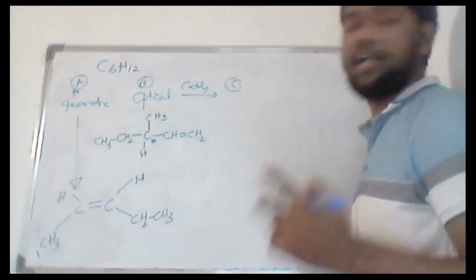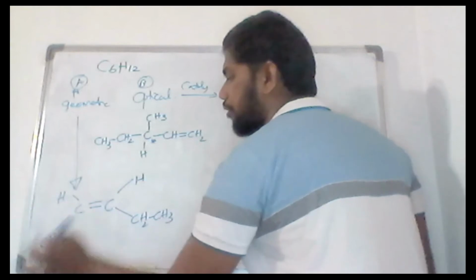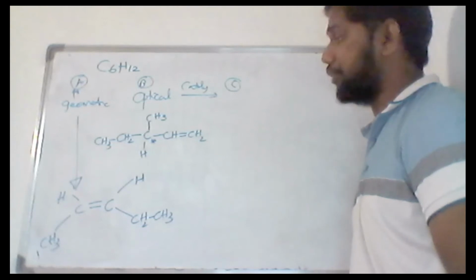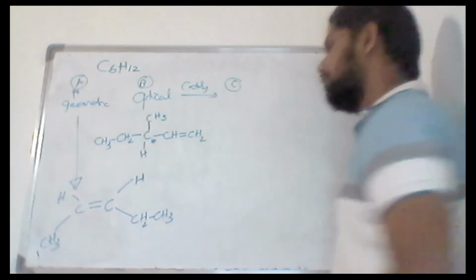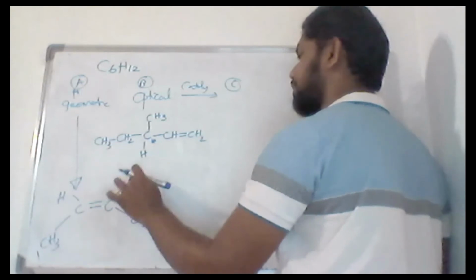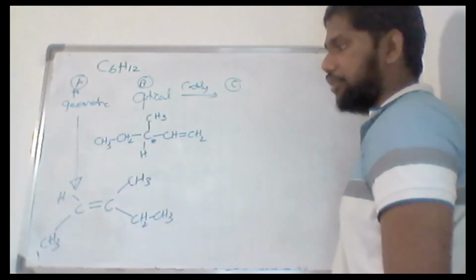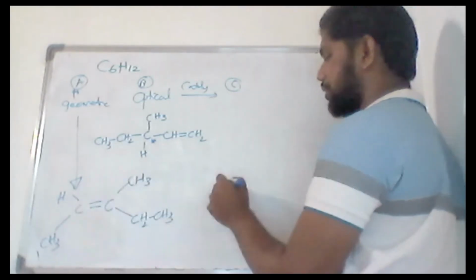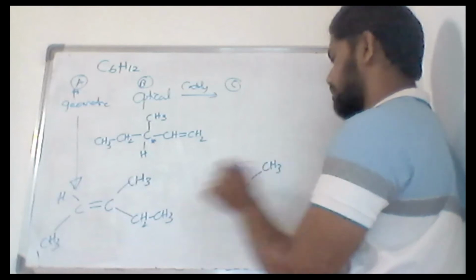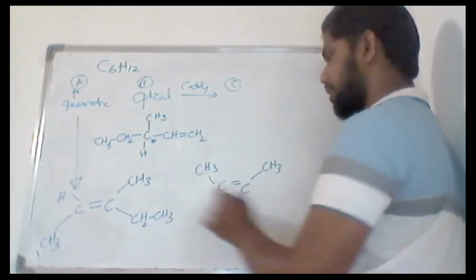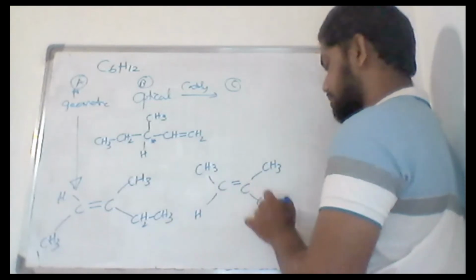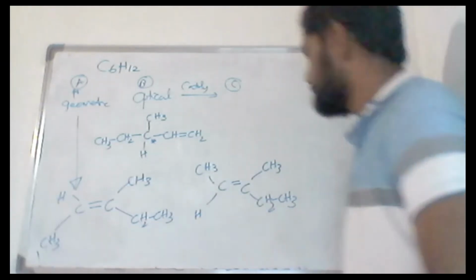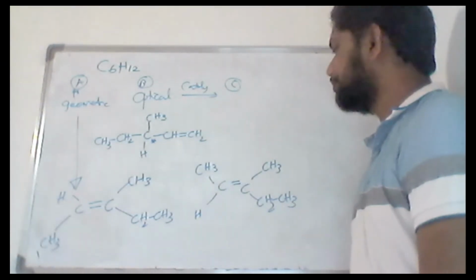There should be 6 carbons. Now here there is 1, 2, 3, 4, 5, so there should be another carbon added to this structure. So basically what can I do here? I can just make this as CH3, right? And this is the trans form of this structure. So the cis form can be drawn like this: CH3, CH3, and there is hydrogen here, and there is CH2, CH3. This is one form of the structure.